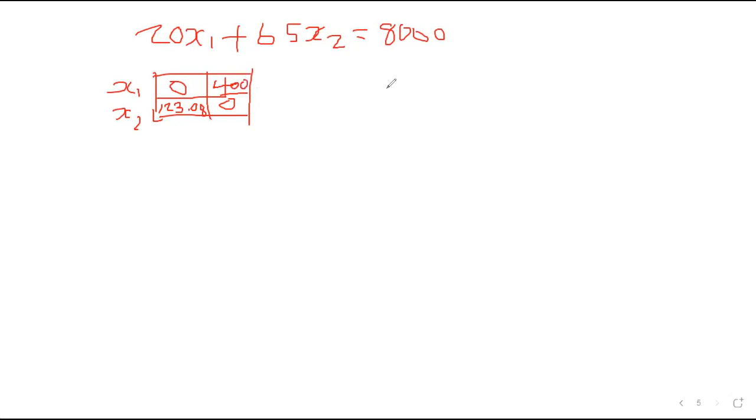Okay. Then let's go to the other constraint. So this is constraint 1. You have those table of values. Constraint 2. So constraint 2, what we are simply saying is our 6x1 plus 4x2 is equal to 4,000. So we simply say our x1 and x2.